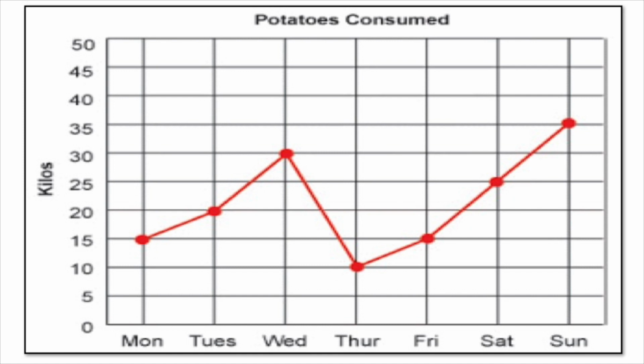Lines are used for sales of something over a period of time. And then we come straight to the end of the week. How many kilos of potatoes were eaten or consumed on Sunday? So who can find Sunday? 35 kilos. And this is how we read line graphs correctly. Any questions, guys? That was brilliant. Well done.